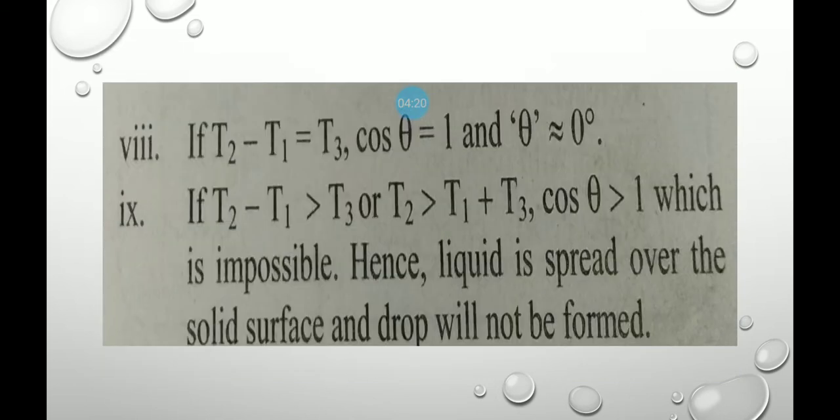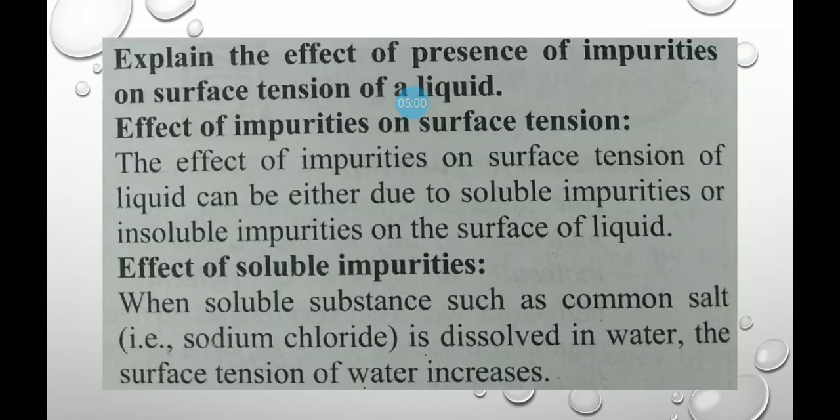Therefore, if T2 minus T1 equals T3, then cos theta equals 1 and theta equals 0 degrees. That means the value of cos 0 is 1. If T2 minus T1 is greater than T3, or T2 is greater than T1 plus T3, cos theta is greater than 1, which is impossible. Hence the liquid is spread over the solid surface and a drop will not be formed.